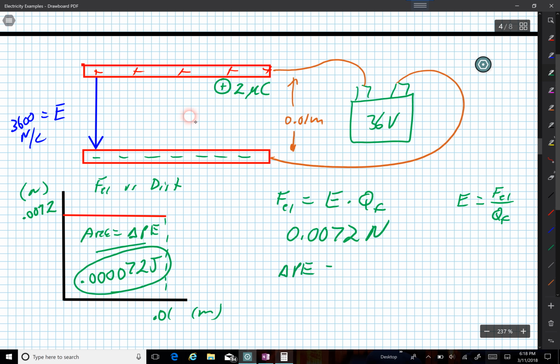Or delta PE, the change in PE is negative because the PE is going down because the particle is going in the direction it wants to go, so it must be lowering its PE. So it's a negative change in PE. And we've got 1, 2, 3, 4, 5, 6. We've got 72 microjoules. That's the change in the PE. Okay.